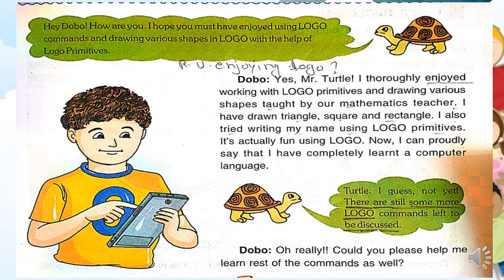Okay, so let's start. The turtle says, "Hey Dobo, how are you? I hope you must have enjoyed using logo commands and drawing various shapes in logo with the help of logo primitives." Then Dobo says, "Yes, Mr. Turtle, I truly enjoyed working with logo primitives and drawing various shapes taught by our mathematics teachers. I have drawn triangle, square, rectangle, and also written my name using logo primitives. It's actually fun using logo. Now I can proudly say that I have completely learned a computer language."